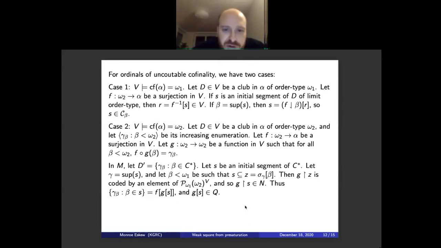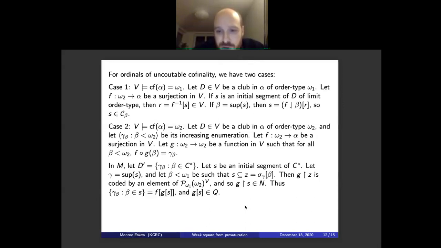So to see that, we only need to look at an initial segment of C star. I see that the gamma betas for beta in that initial segment of C star are going to be in one of the C deltas for delta less than alpha. Okay, so again, we'll use this covering property. Let's say gamma is the sup of S. Remember, C star is just a subset of omega 2 from V. Right, so there's some beta less than omega 1, so that S is covered by the surjection sigma sub gamma from V applied to beta, because S is a countable set and we have a surjection.